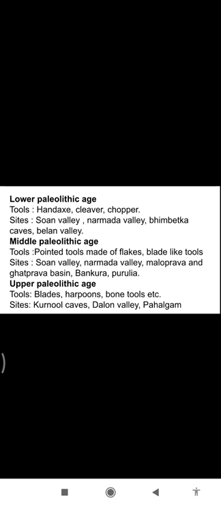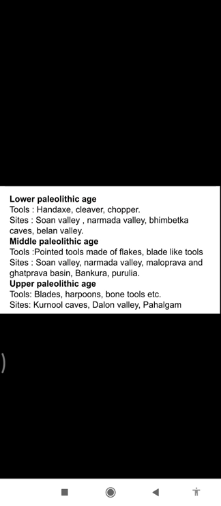In this age, man used tools like the hand axe, cleaver, and chopper. Sites are Swan Valley, which is in West Punjab in Pakistan, Narmada Valley, the Bhimbetka Caves in Madhya Pradesh, and the Belan Valley. Acheulean culture, the hand axe and cleaver culture, and Swan culture, that is the chopper and pebble tool culture, these two were very famous during the Lower Paleolithic period. And evidence of these tools is found from the Potwar Plateau in Pakistan, in Swan.